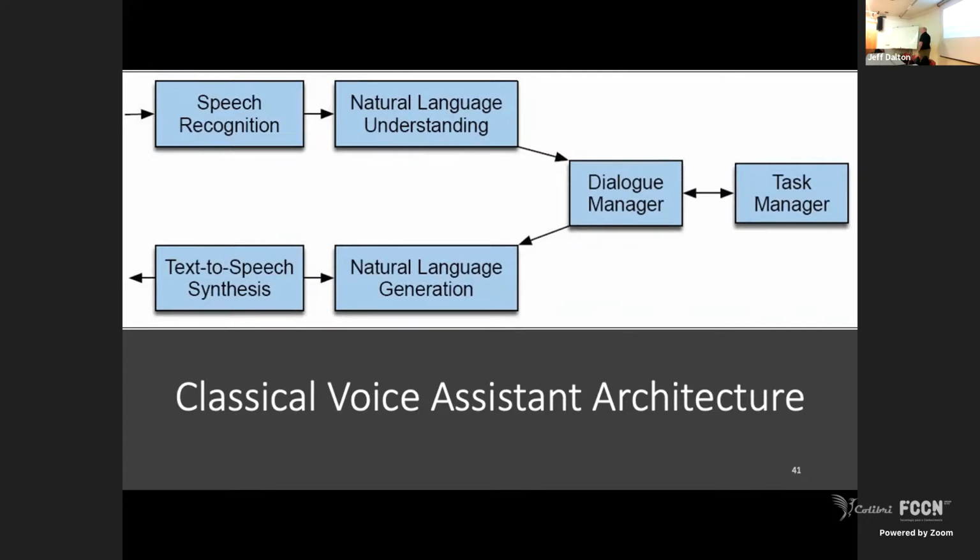So this fundamental architecture hasn't changed very much, but I would argue that while there are some similarities to what you'll see in conversational search systems, it's different because the focus of the dialogue manager and these different elements are really different for conversational search than for other types of dialogue systems.